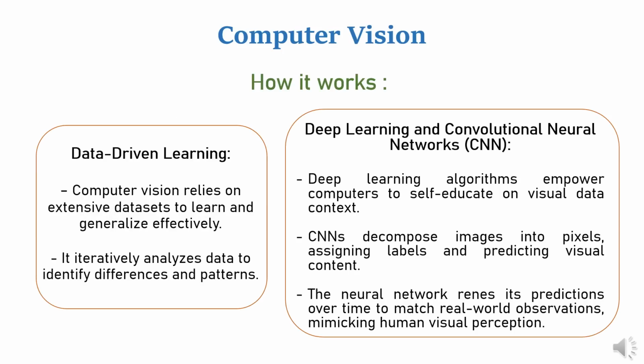How it works: data driven learning. Computer vision relies on extensive data sets to learn and generalize effectively. It iteratively analyzes data to identify differences and patterns. Deep learning and convolutional neural networks. Deep learning algorithms empower computers to self educate on visual data context. CNNs decompose images into pixels, assigning labels and predicting visual content. The neural network refines its predictions over time to match real world observations, mimicking human visual perception.